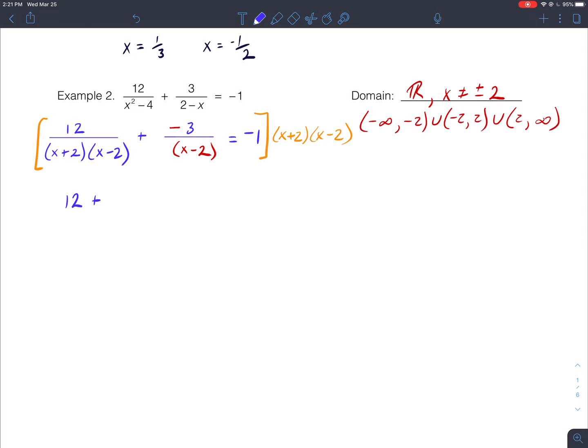In the second piece, I have negative 3 times, the only expression that would be left is the x plus 2, because the x minus 2 would cancel off. All right, this x minus 2 here goes away with that x minus 2. And then I have negative 1 times both of the factors, x plus 2 and x minus 2. Now note, we know that x plus 2, x minus 2 is x squared plus or minus 4, because that's where we got those two factors from. So this is x squared minus 4. So really what's going to happen is I'm just going to multiply the negative 1 times x squared minus 4.